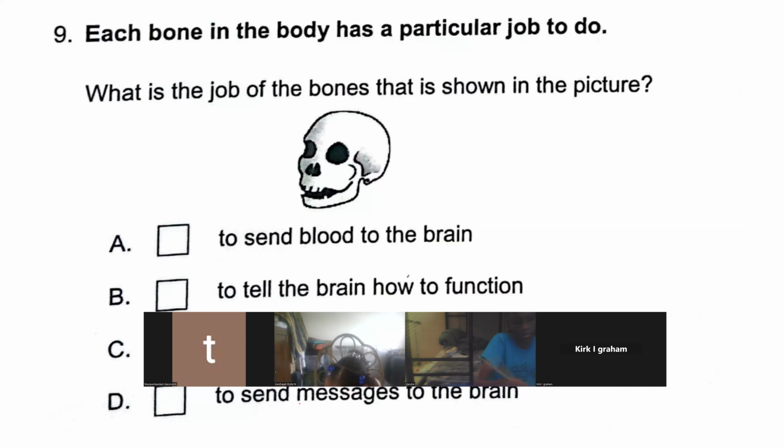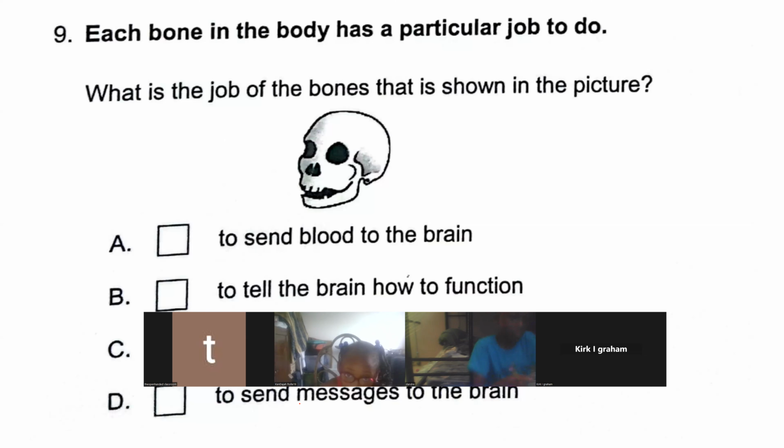Each bone in the body has a particular job to do. What is the job of the bones that are shown in the picture? To send blood to the brain, to tell the brain how to function, to protect the brain, to send messages to the brain. Okay, good.